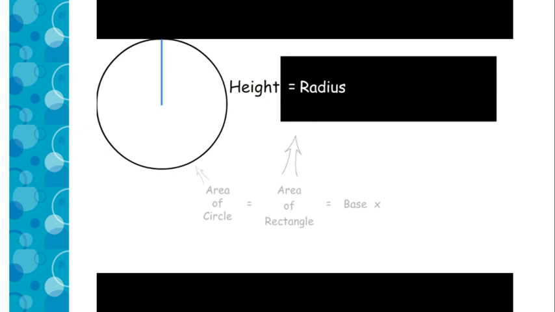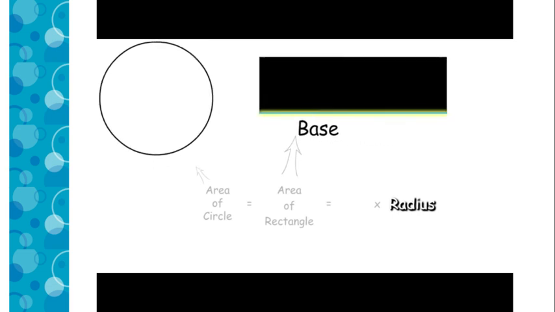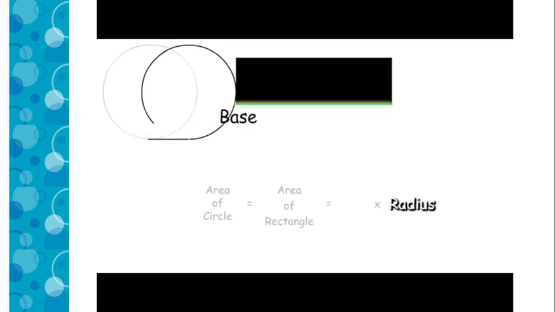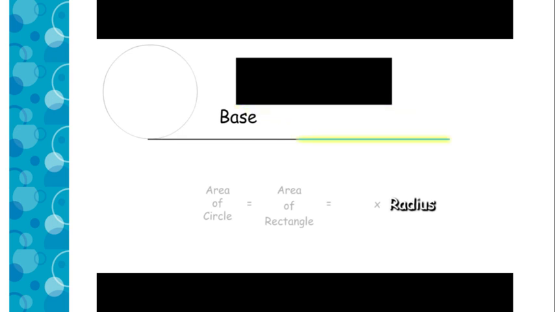So, the area of the circle is equal to the area of the rectangle, which is equal to base times height. The height of the rectangle, as you can see, is the same as the radius. So height is equal to radius. To find the base, we need to look at the circumference of the circle. And when we compare the base and the circumference, we can see that the base is equal to 1/2 the circumference.